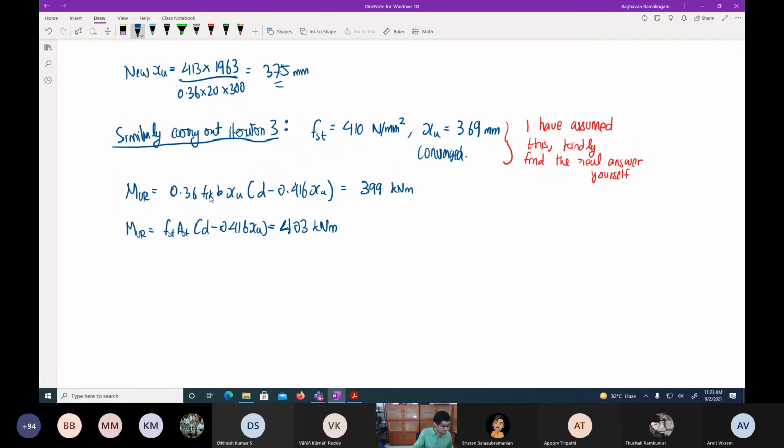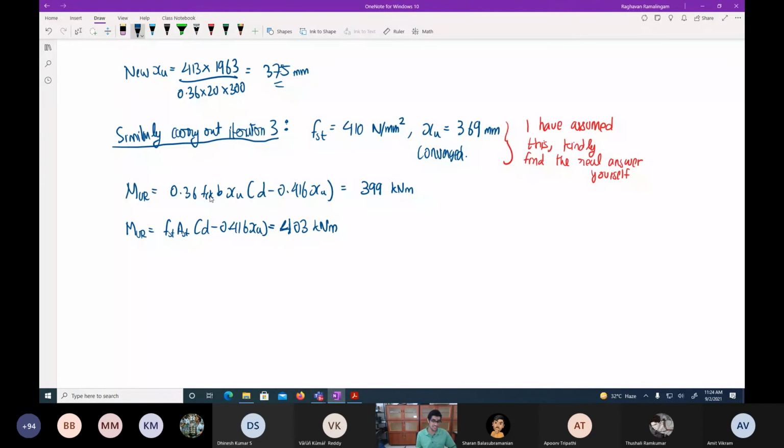I have solved two problems on singly reinforced beams. Tomorrow we'll do a problem on a doubly reinforced beam. Then we'll look at design aspects. This is analysis. We'll look at design based on the limit state method.